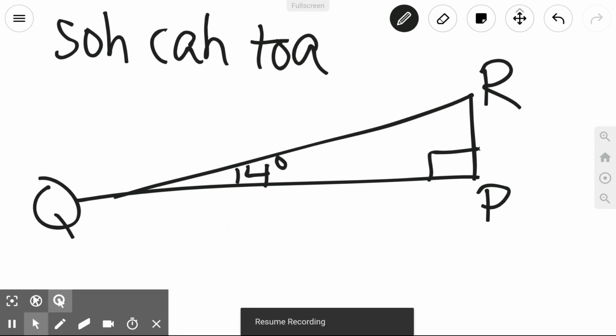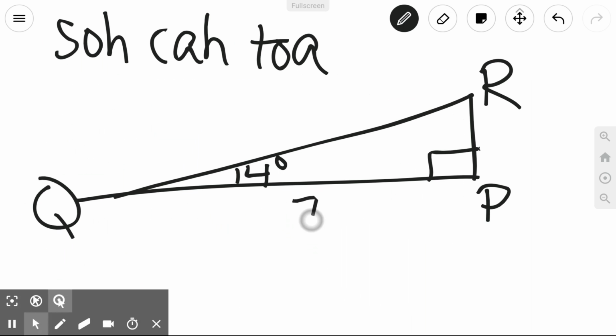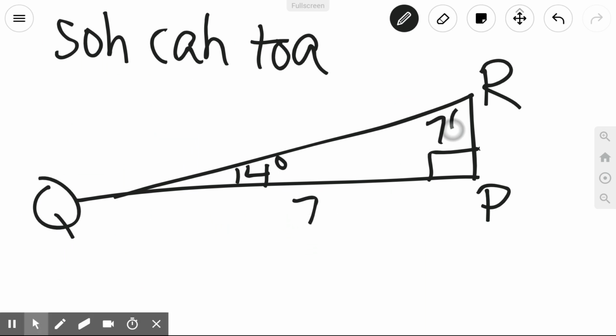All right, so this is number 31. And, oh, I forgot a side. We have a side of 7. So, easy part first, 90 minus 14. That's 76. That way I know all the angles.